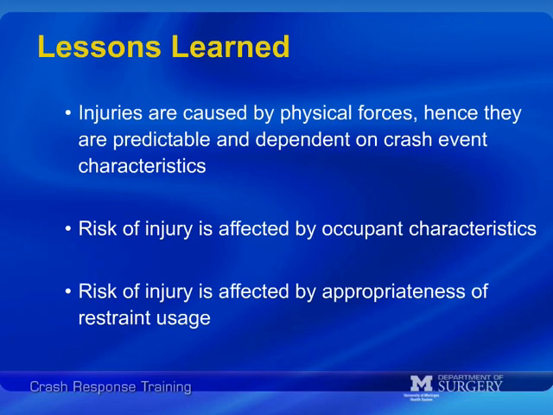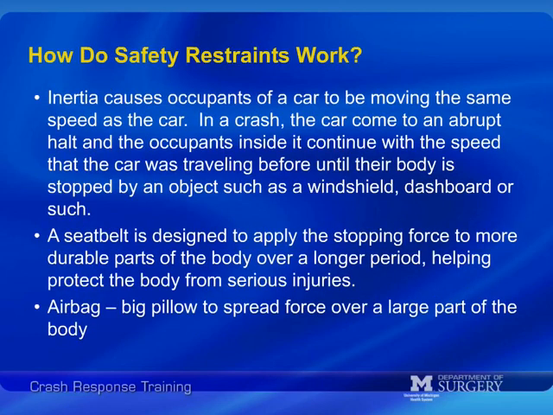The second lesson, obviously, is that the risk of injury is affected by the occupant characteristics. The younger they are, the more frail they are. At the other extreme of age, in the elderly, the same sort of increase in injury risk occurs. It's also very apparent from this case that risk of injury is affected by appropriateness of restraint usage. Now is a good time to discuss the question of how safety system restraints work.